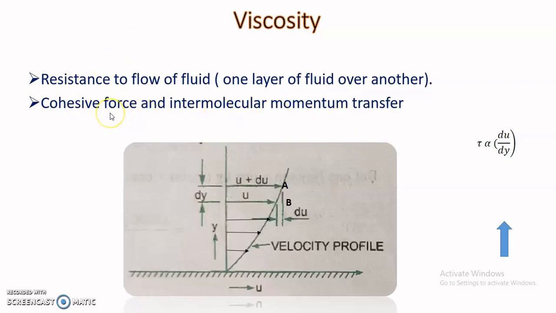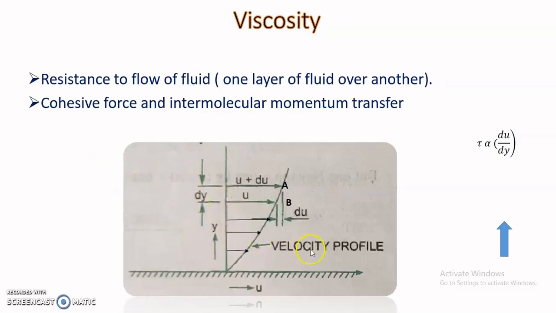Now what is cohesive force? It is the attraction between the same particles, like water and water. Then intermolecular momentum transfer, what is it? This occurs when there is a transfer of energy when the particles move from one place to another. Clear? Okay, let's get to know more about this viscosity with the help of this diagram.